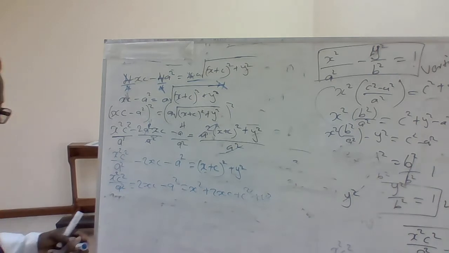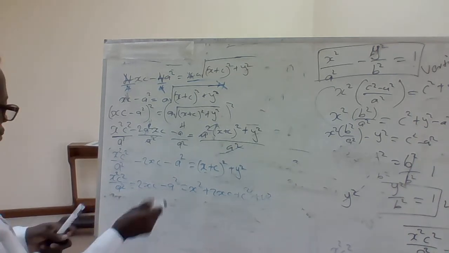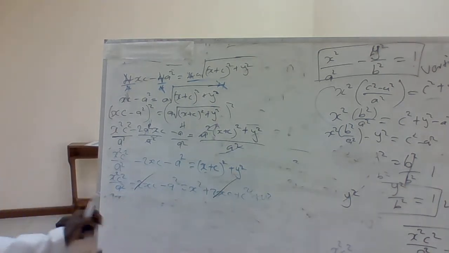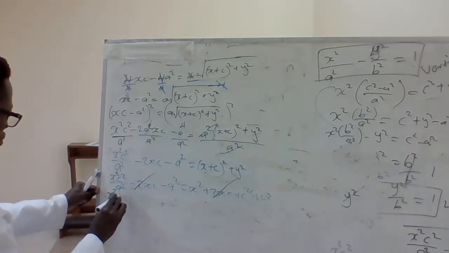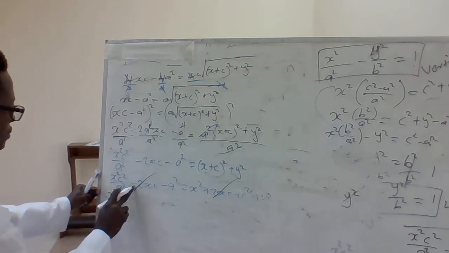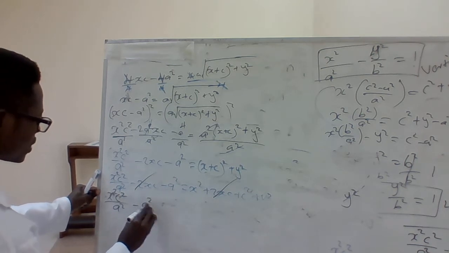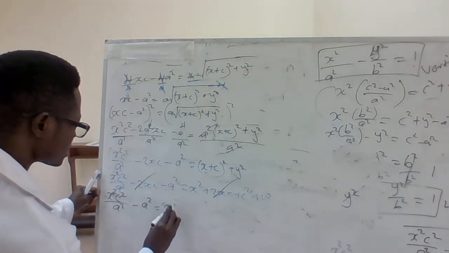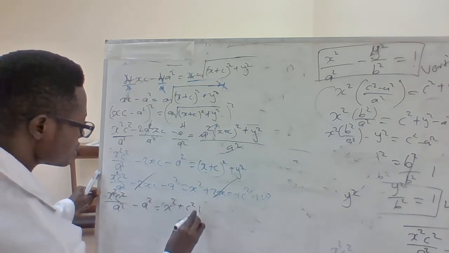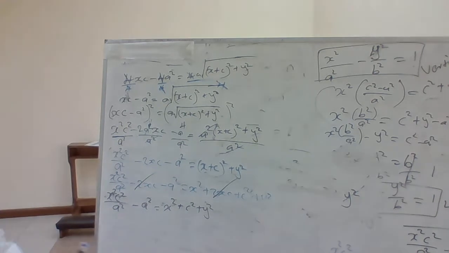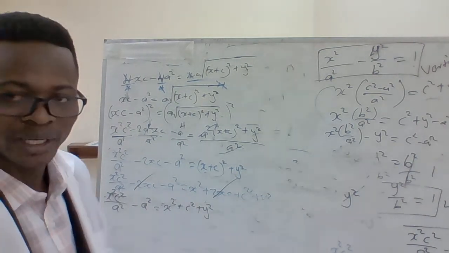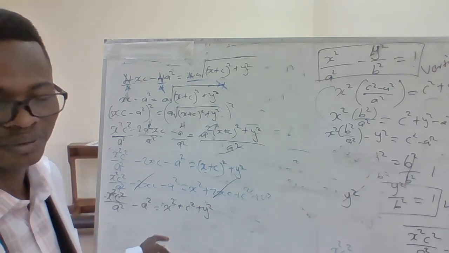So now that we have that, if you notice, we have plus 2xc, we have 2xc. So that can go away, so that we have x squared c squared over a squared minus a squared is equals to x squared plus c squared plus y squared. So from here, we proceed. We have not yet arrived at the answer.